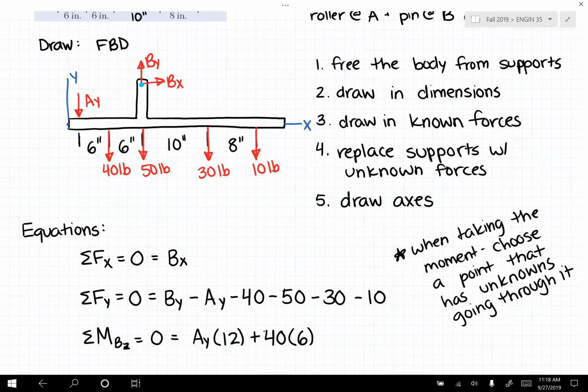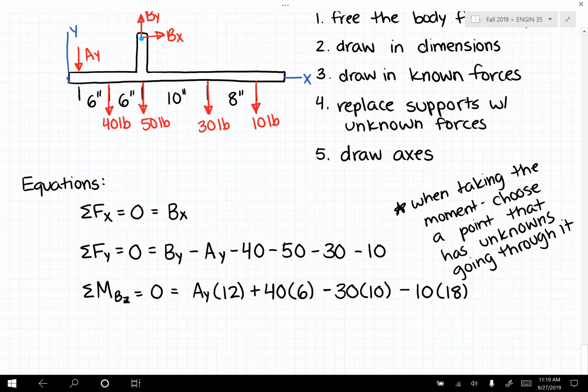Then I have my 30-pound force. It is going to have a moment arm of 10. And that's going to make me rotate clockwise, so that would be a negative moment. And then I have that 10-pound force, which will have a moment arm of 18. That will also make me want to rotate clockwise, so that has a negative moment.